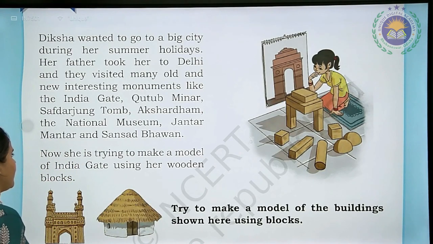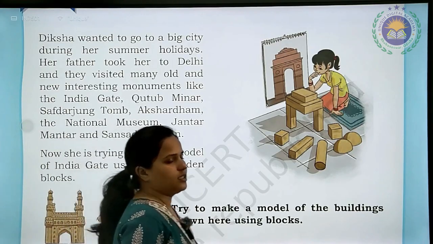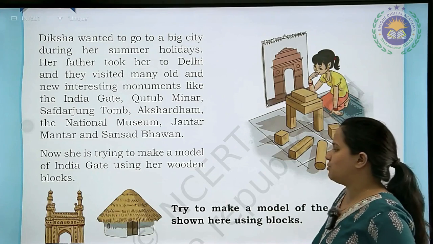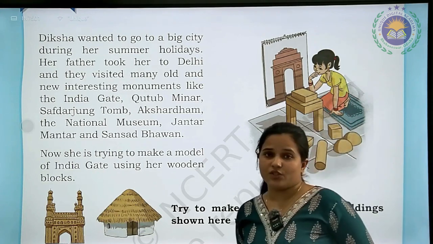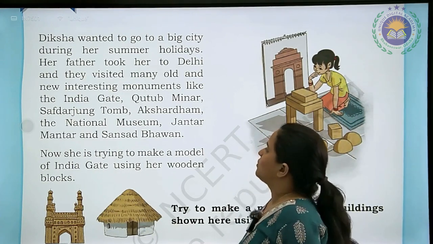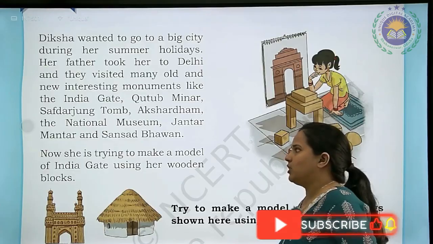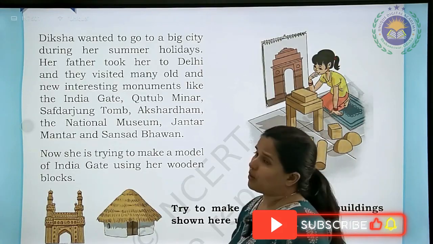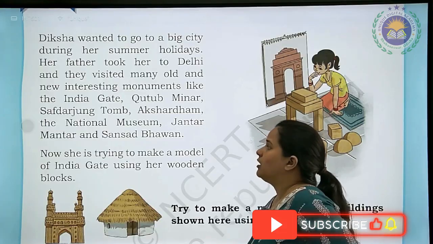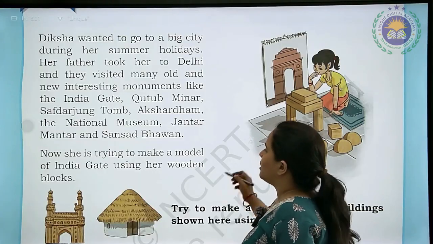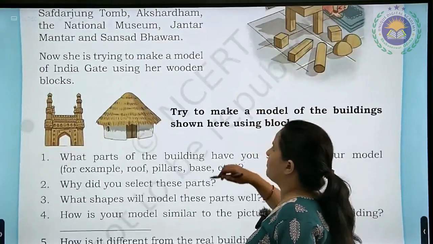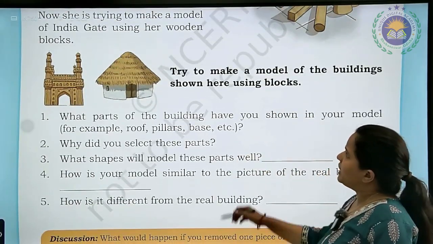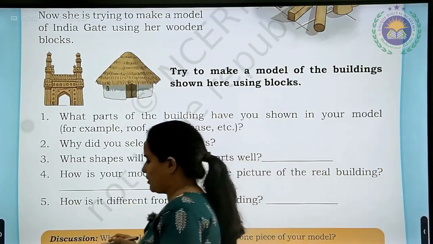These monuments are very famous in the whole world, like the Taj Mahal. Have you ever visited that place? Taj Mahal, yes, it is also in Delhi, right? Taj Mahal was also made by a king, Shah Jahan. So these are the monuments. Monuments means the old forts that are world famous. So what happened next? Now she is trying to make a model of India, okay?